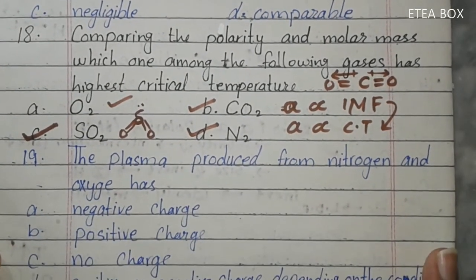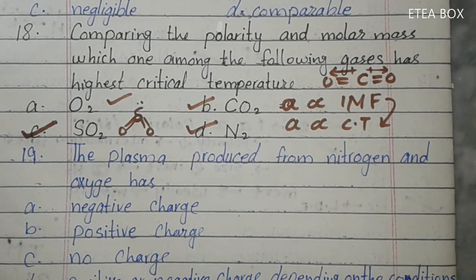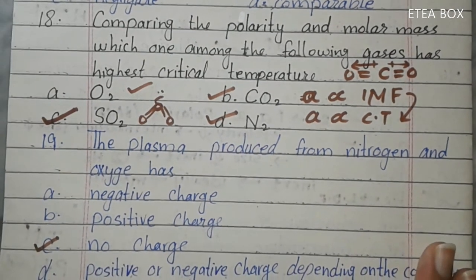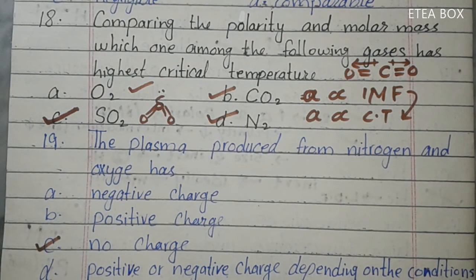Next one: the plasma produced from nitrogen and oxygen gas. Now keep in mind that plasma as a whole is neutral. It has no charge. This is in your book, in the plasma topic. Just read this one. Here it is stated that plasma as a whole is neutral.